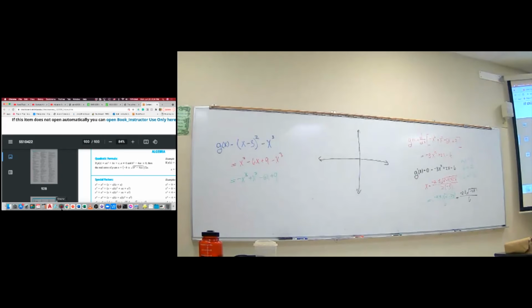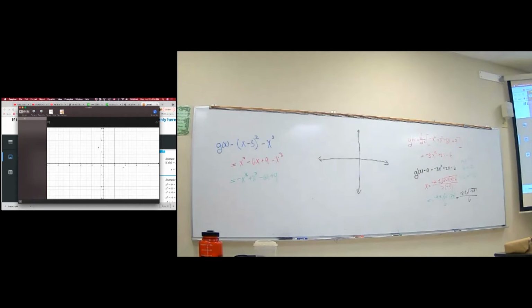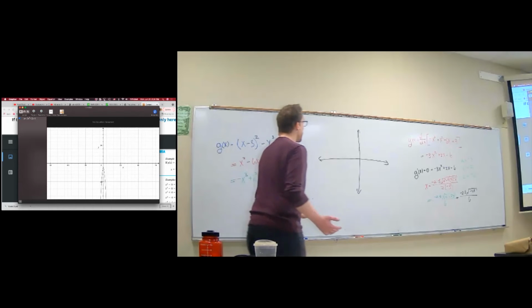Let me check this on the calculator, because I may have just picked a really bad function. -3x squared plus 2x minus 6. No, it doesn't have any zeros. Cool. Okay. So, our function doesn't have any zeros.